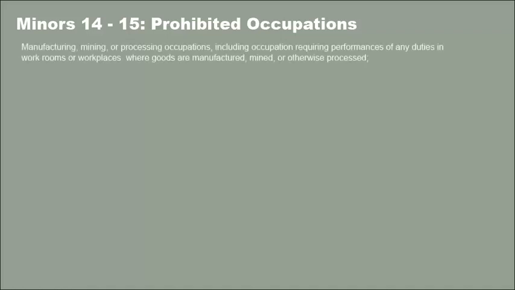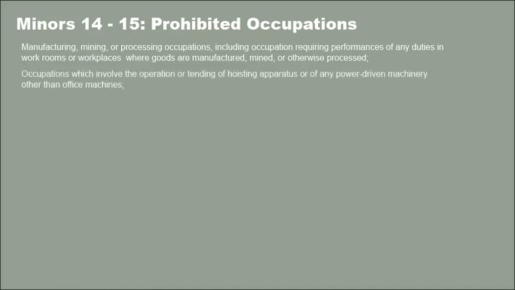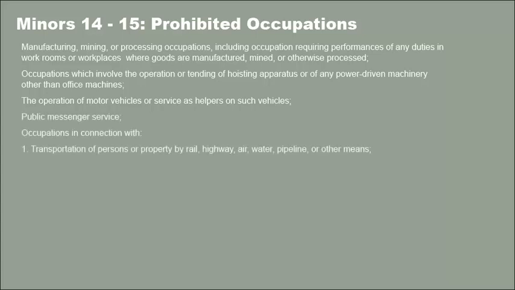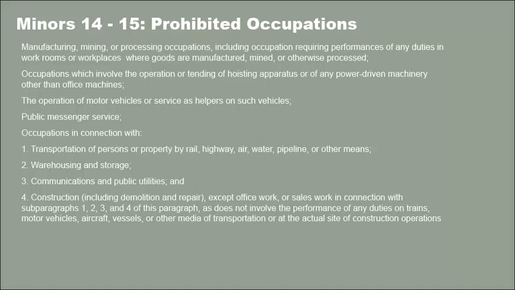Minors between the ages of 14 and 15 are prohibited from working in any of the following areas: manufacturing, mining, or processing occupations, occupations which involve the operation of hoisting apparatus or any power-driven machinery, the operation of motor vehicles or service as helpers on such vehicles, public messenger services, occupations in connection with transportation of persons or property by rail, highway, air, water, pipeline, or other means, warehousing and storage, communications and public utilities, and lastly, construction. Again, this is a very specific list of information, so please read carefully.